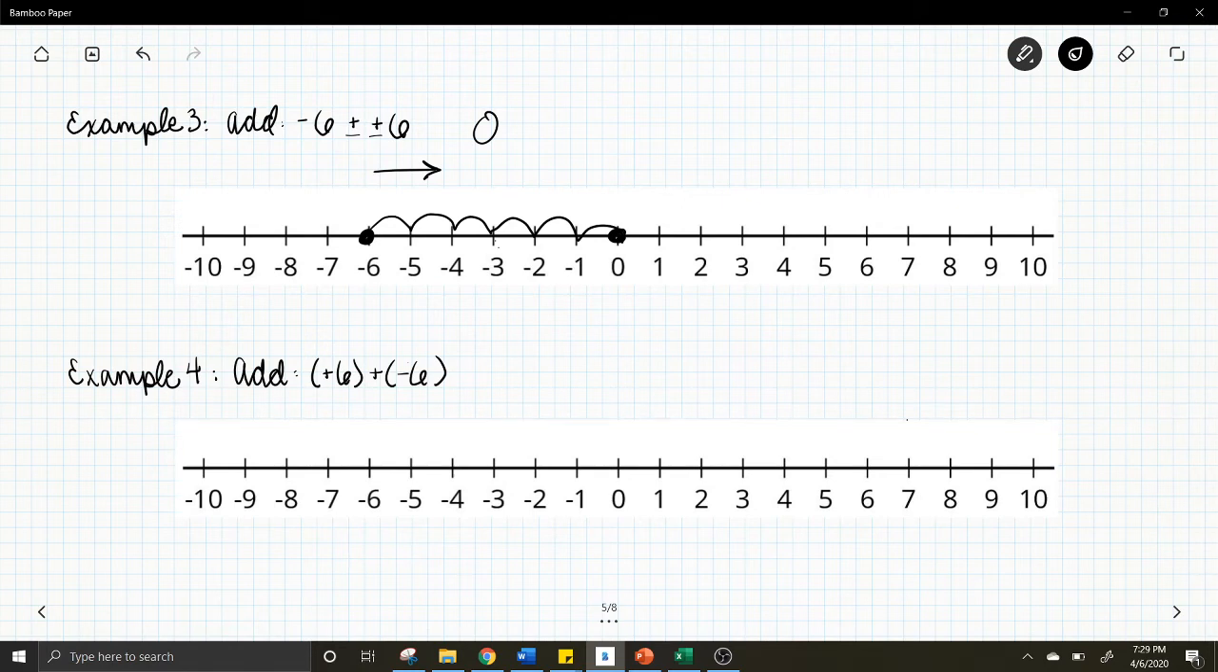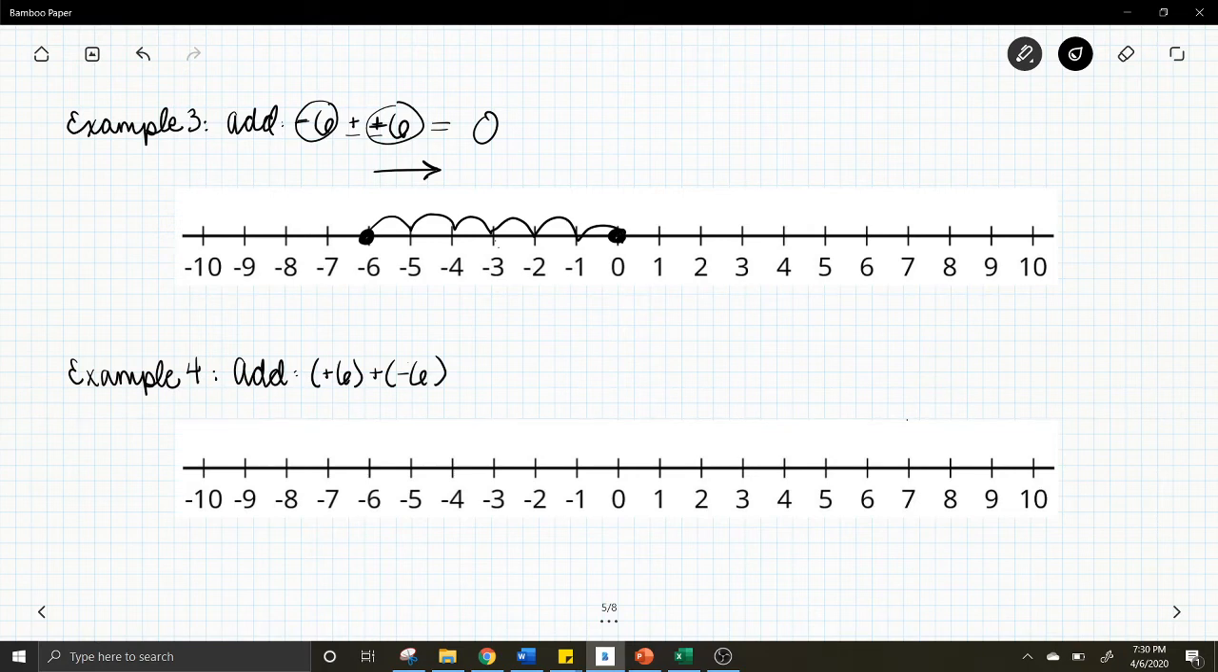And that's the second rule we learned there. When you add opposites, the sum is 0. Opposites are the same integer with opposite signs. So we had one negative 6 and a positive 6. The solution was 0. Okay. Hopefully you guys are doing well in understanding this. So let's look at another example.